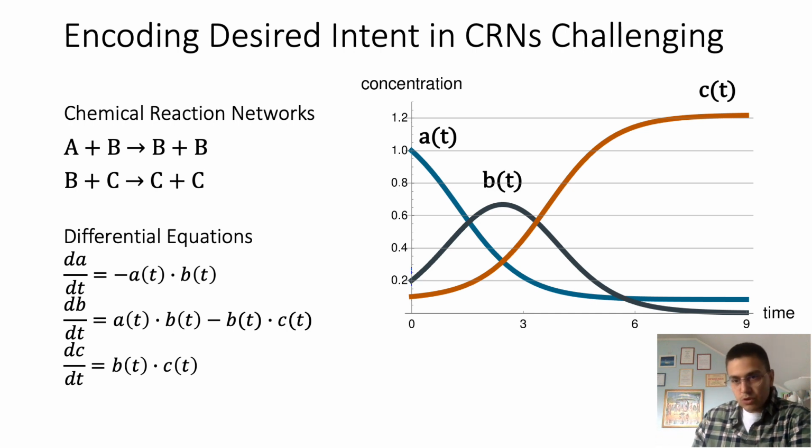Thus, one goal of my research is to make programming paradigms that abstract away this complexity and make it easy for a user to describe desired intent, and then from that high-level intent, we build compilers that translate to the level of chemical reactions or even chemical hardware. So that's a goal.